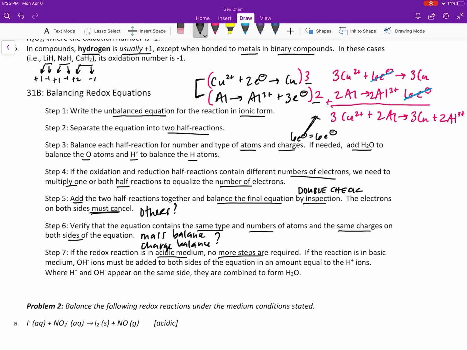We can stop. If the reaction is basic, where in a basic medium, OH minus ions must be added to both sides in an amount equal to the H plus ions. Because remember, if we have an acidic solution, these are protons. In a basic solution, we don't have protons. We're going to have hydroxide ions. We learned that back in chapter 14. So we're going to add the OHs to replace the hydrogens. And then where the H pluses and the OHs appear on the same sides, they're going to combine to form water. Okay? So that sounds incredibly difficult.